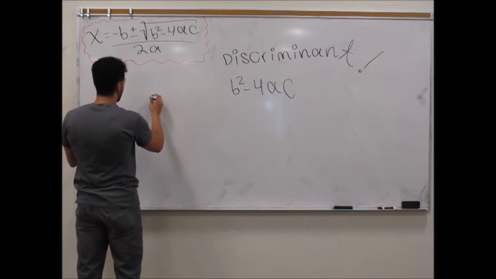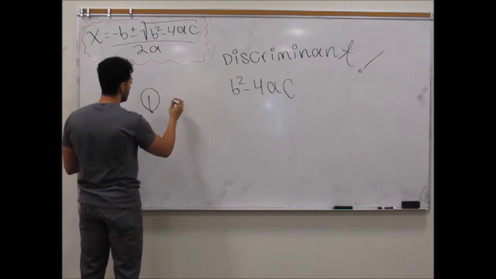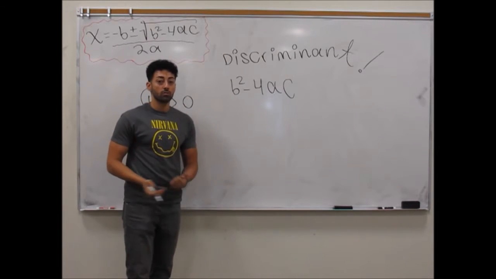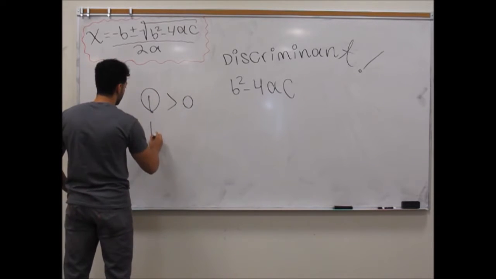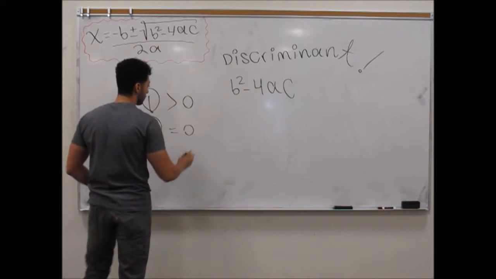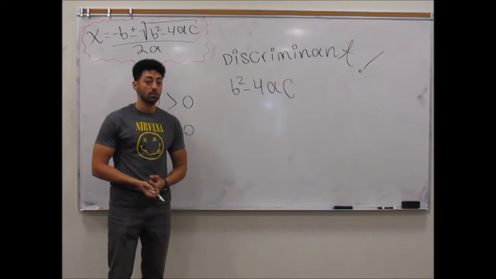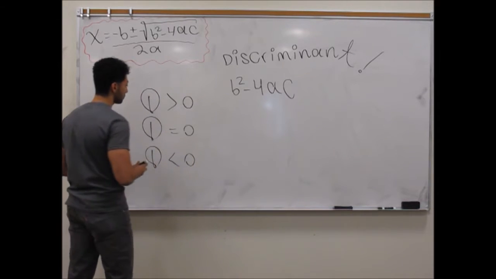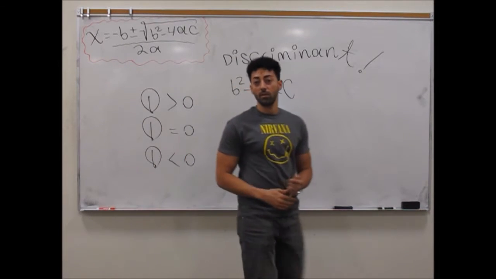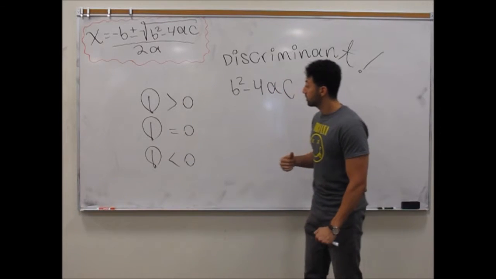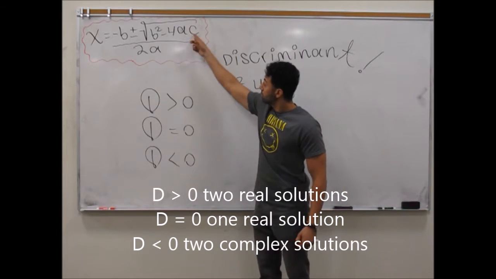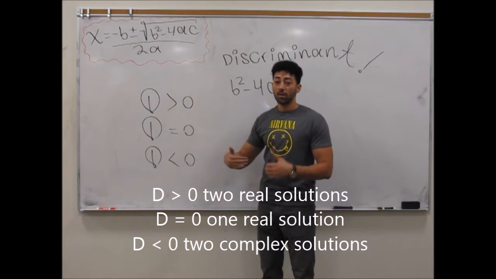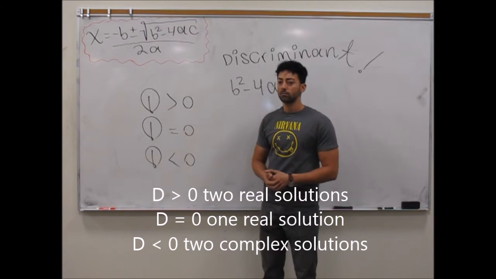So you have d here, right? If d is greater than 0, we're going to expect two real solutions. If d is equal to 0, we're going to only expect one real solution. And if d is less than 0, then we're going to expect two complex solutions, because the discriminant, we said, is what's under the radical, right? So if you get something that's less than 0 under the radical, that would be negative. And when you have a negative under the radical, you get complex solutions with i's and stuff, right?